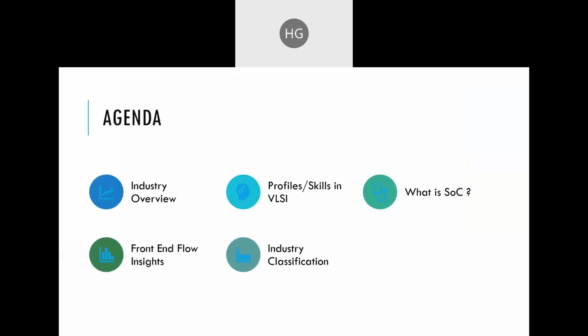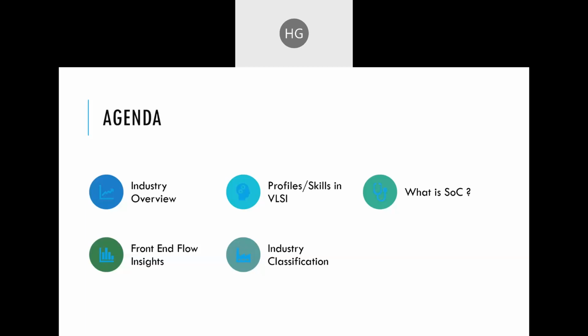So what is the agenda? I'll talk about the industry, how the industry evolves, what the advancements are. Then I'll talk about the profiles in the chip designing process. Then the skills we need for a particular role. Then I'll talk about what SOC is, what the important components are, and how we look at SOC compared to other systems, small systems, IP or subsystem level.